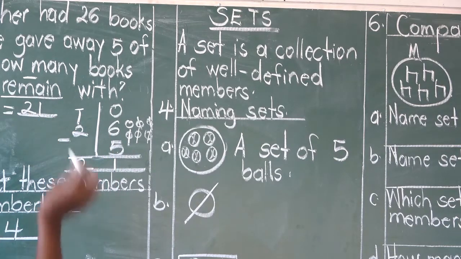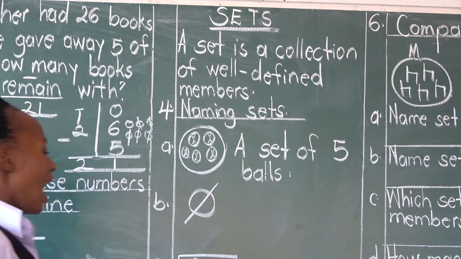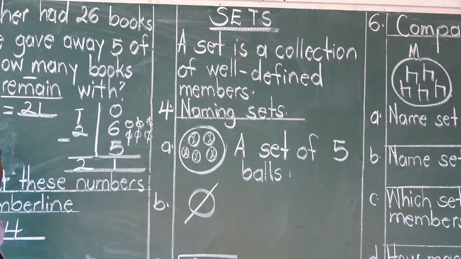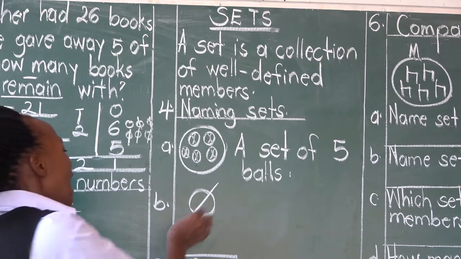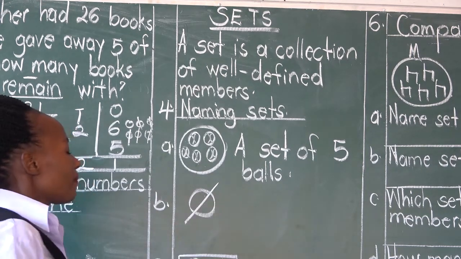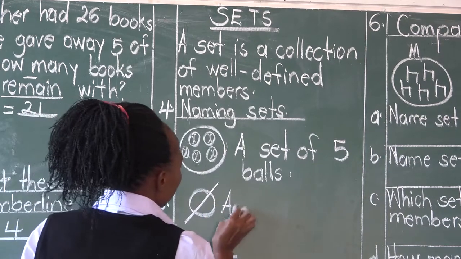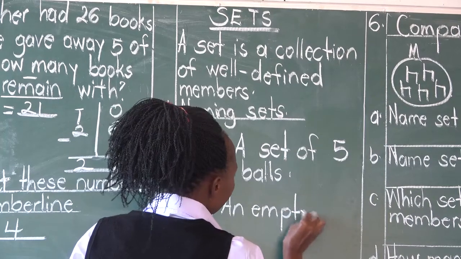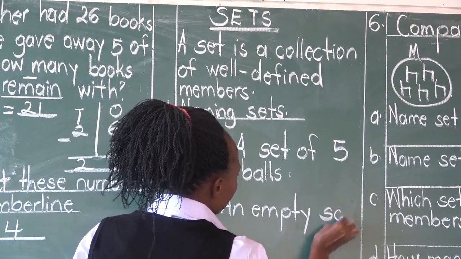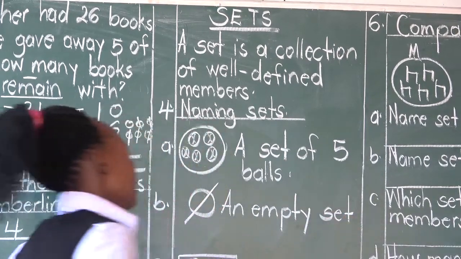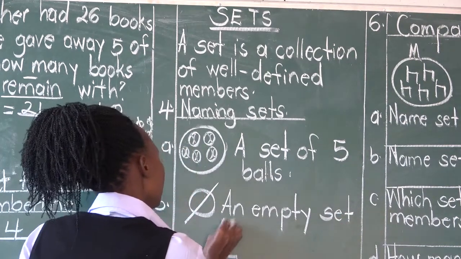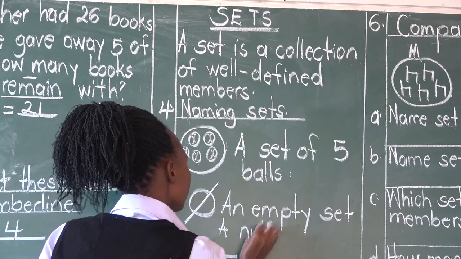Then we have another set here. How do we call this set? This is the set without members, and it is called an empty set. An empty set. A set without members. An empty set. And if you don't say an empty set, you can find another person calling it a null set.